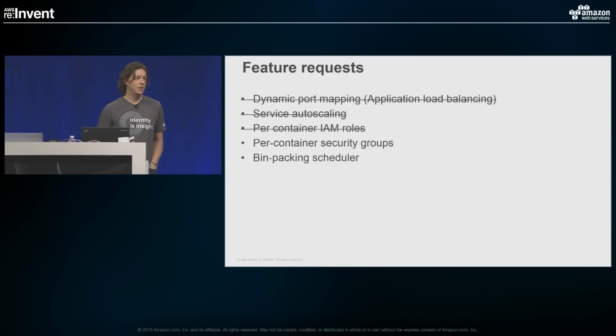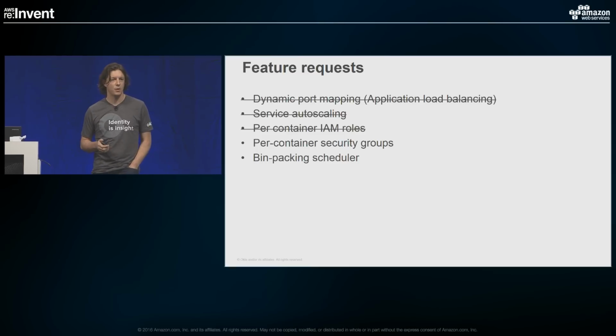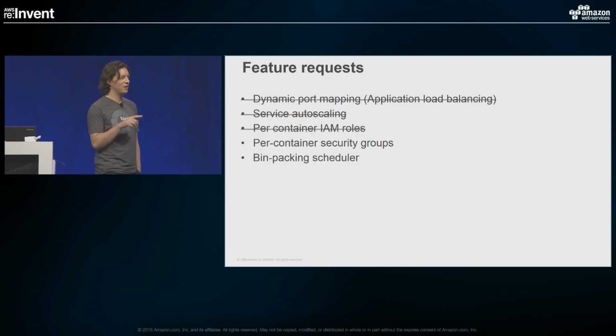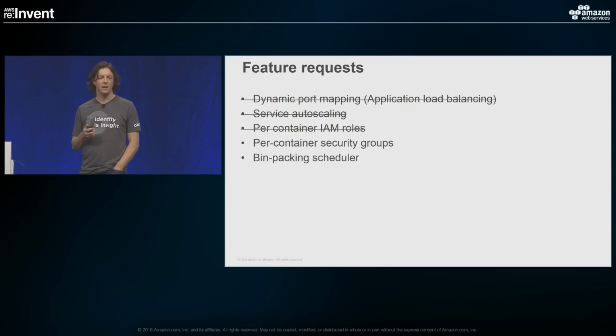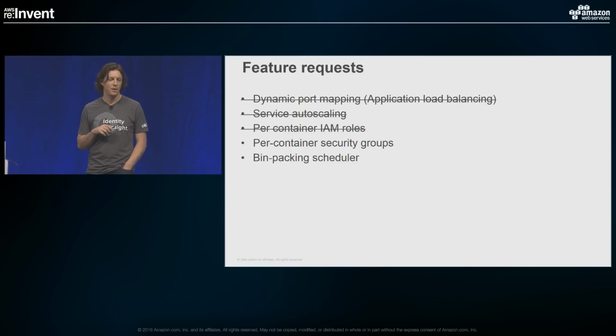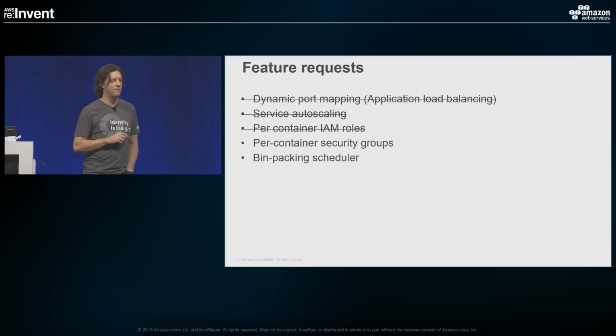All right, so I'm just going to end with a couple thoughts. We had a number of feature requests that we wanted to see in ECS, and as the time got closer to coming to this conference, more lines started getting drawn through this slide. It's awesome to see that they've added dynamic port mapping, which allows us to put multiple of the same service on the same machine. It's great to see that they've added service auto-scaling so that we don't need to start doing that with Lambdas ourselves.